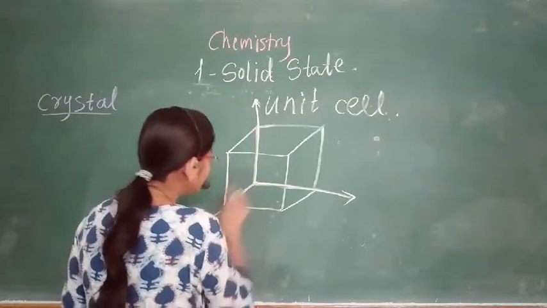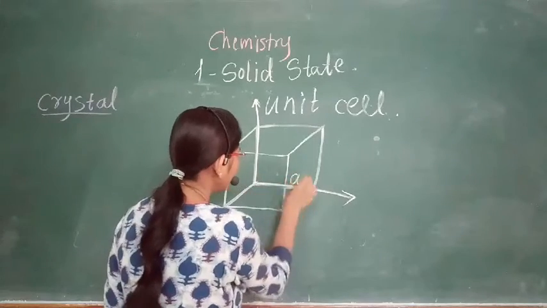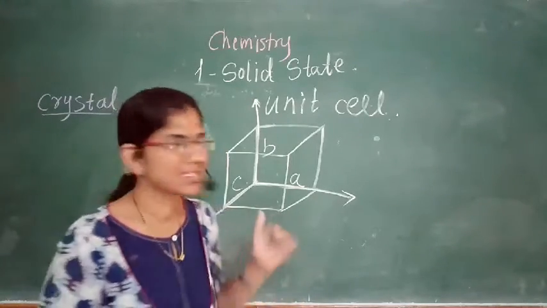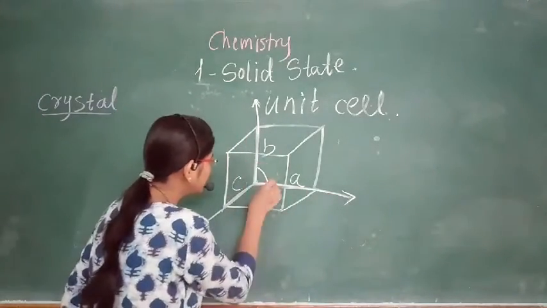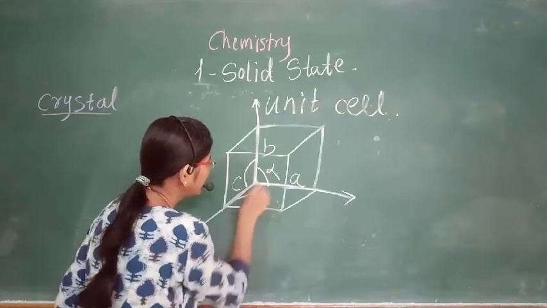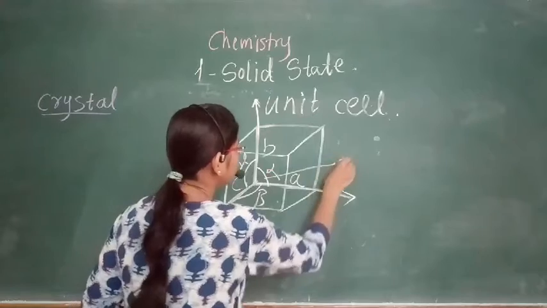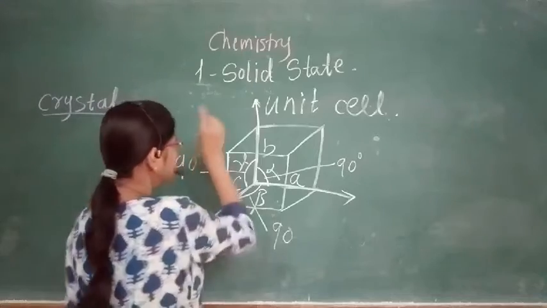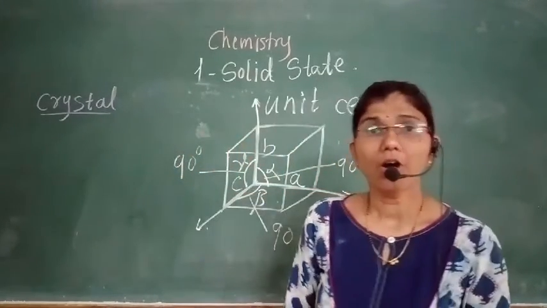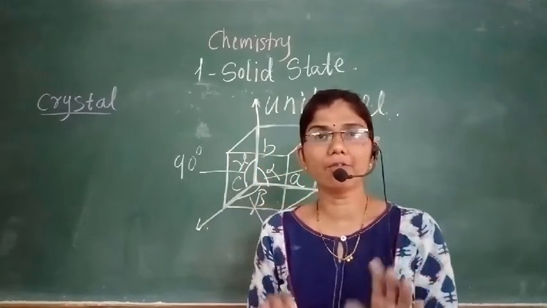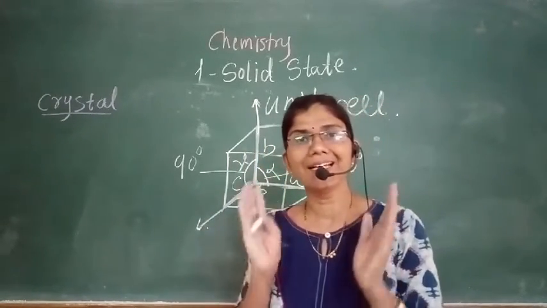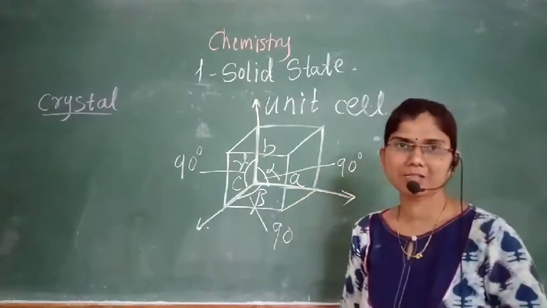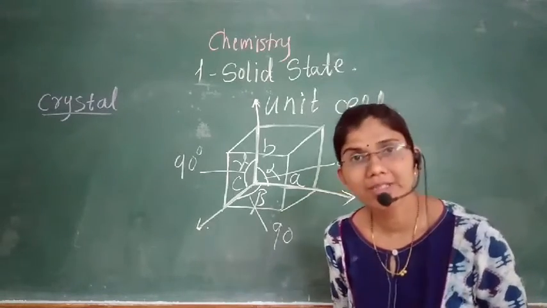So this is the 3-dimensional structure. This side is called A, this is B and this is C. These are the 3 edges of the unit cell, and the angles between these edges, alpha, beta and gamma, are measured as 90 degrees. So this is the unit cell. All the crystalline solids are made up of the smallest basic repeating unit, and it is called a unit cell. This is the basic of all crystalline solids.